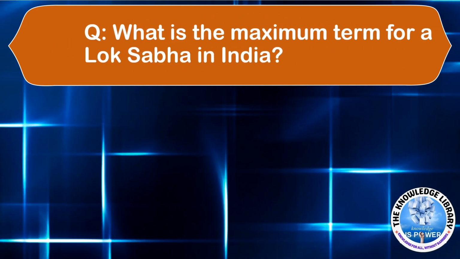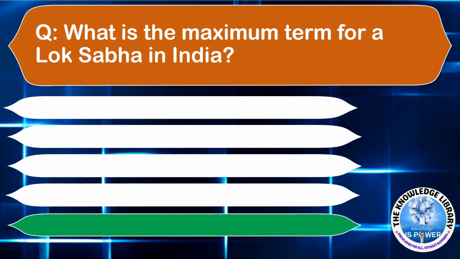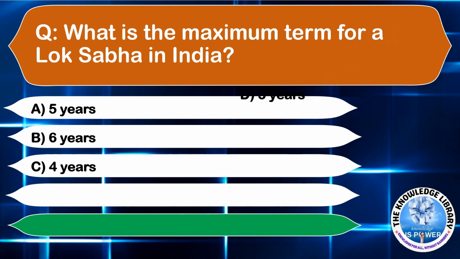The next question is, what is the maximum term for a Lok Sabha in India? Option A, 5 years. Option B, 6 years. Option C, 4 years. Option D, 3 years. Correct answer is option A, 5 years.